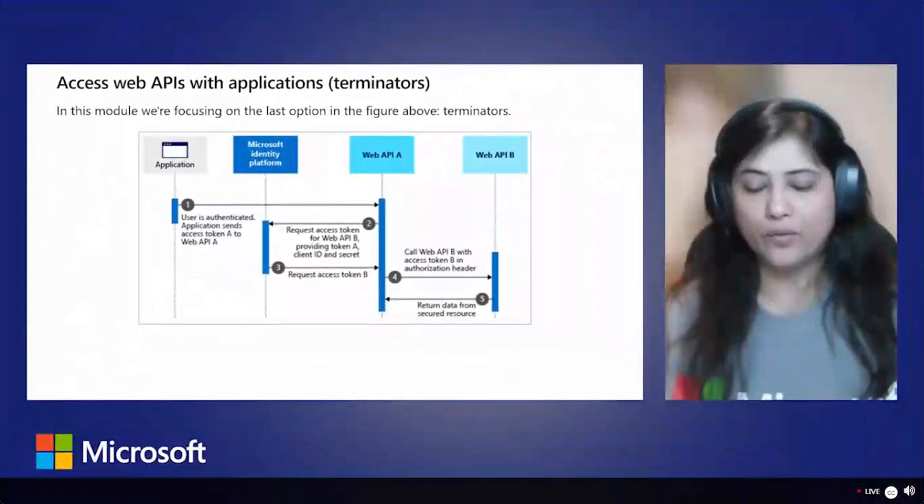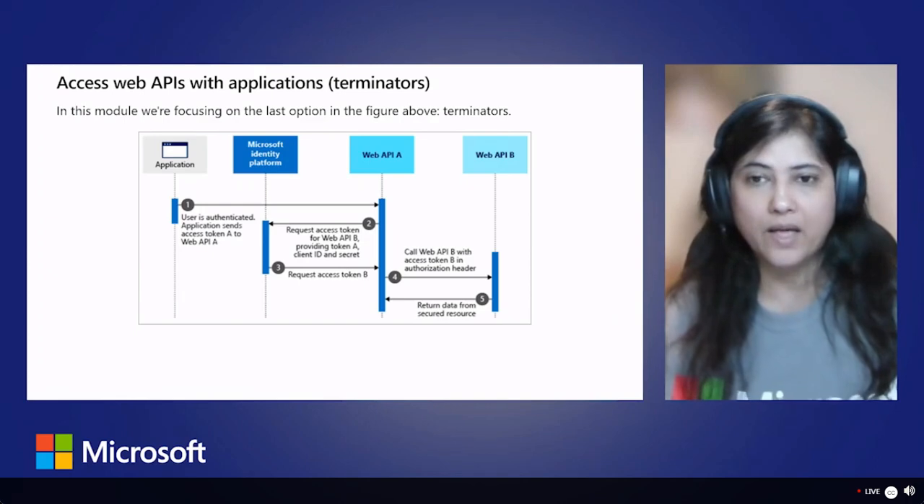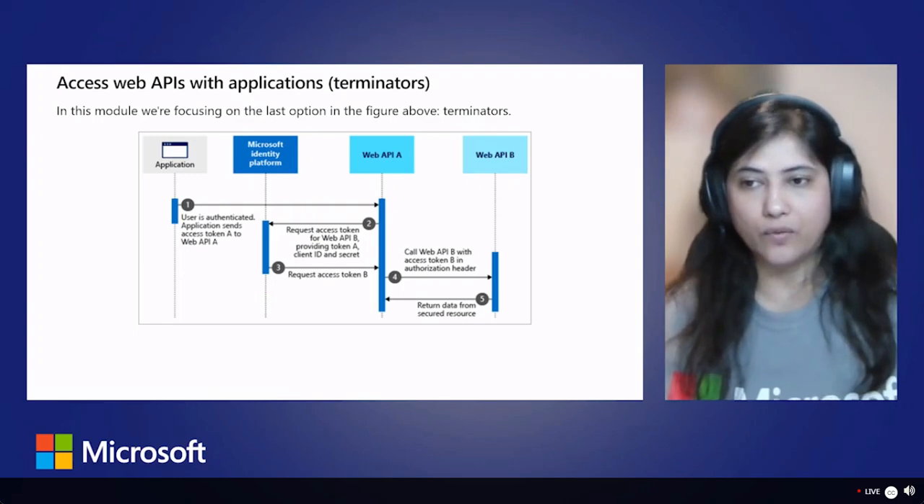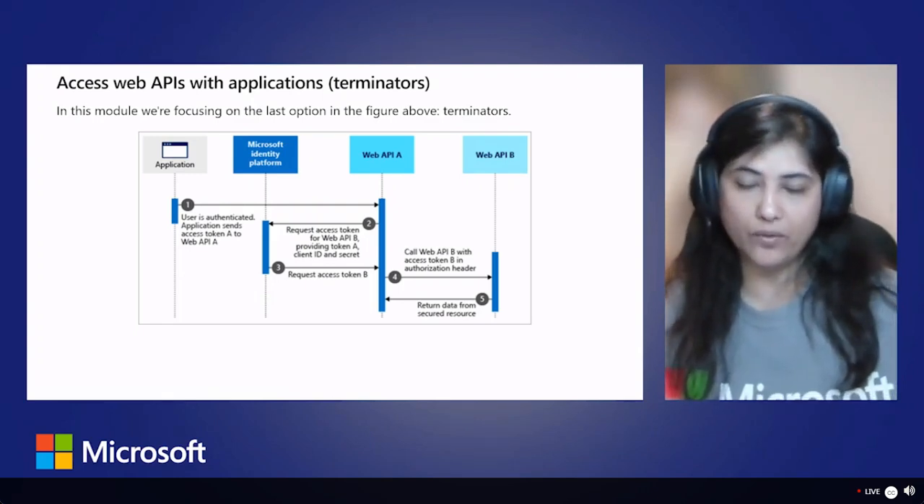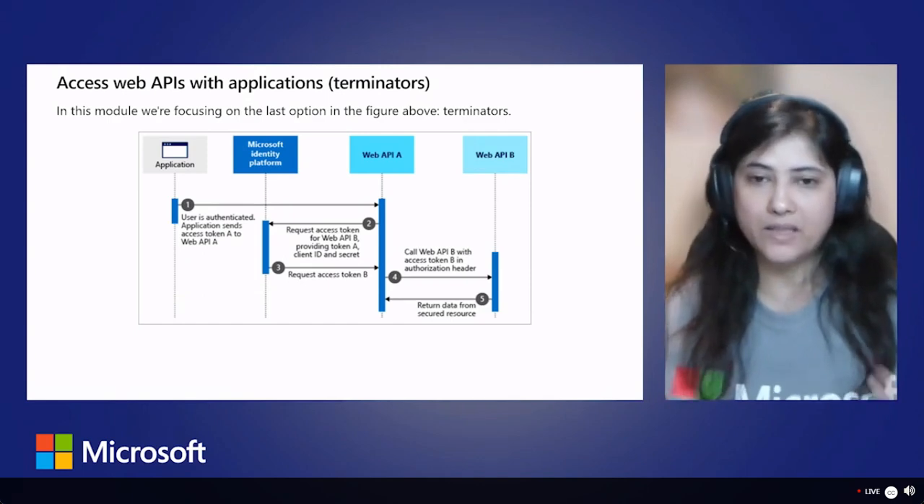So for now, we are focusing on the second option, which is client applications. A client is an application or a service that communicates with your custom web API secured using Microsoft Identity. There are two types of these client applications: one that acts on behalf of a user and one that acts on behalf of itself.